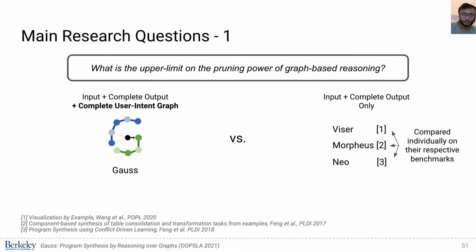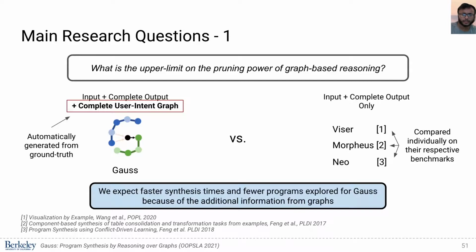Since the space of transformations supported by each of the tools differs slightly, we compare against them on an individual basis based on their respective benchmarks. Since the benchmarks only contain the output table and do not come with a graph, we generate the graphs automatically by taking the graph abstraction of the ground truth program. Overall, in this experiment, we expect Gauss to be faster than the other tools and search fewer programs because of the additional graph information that is available.